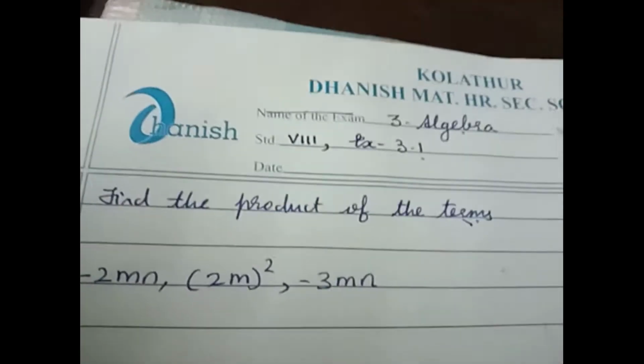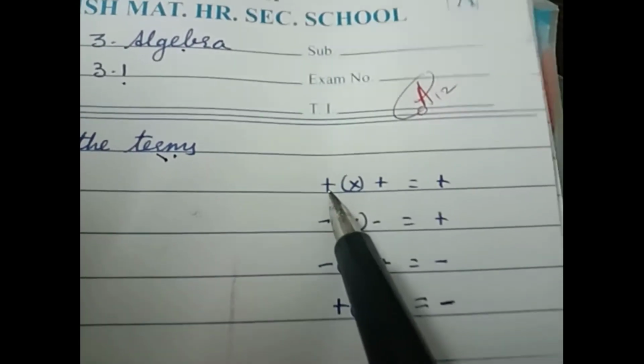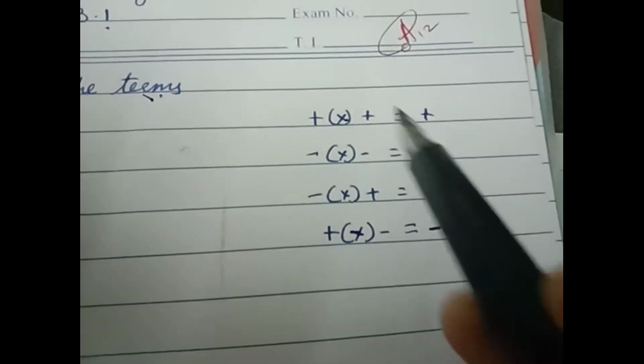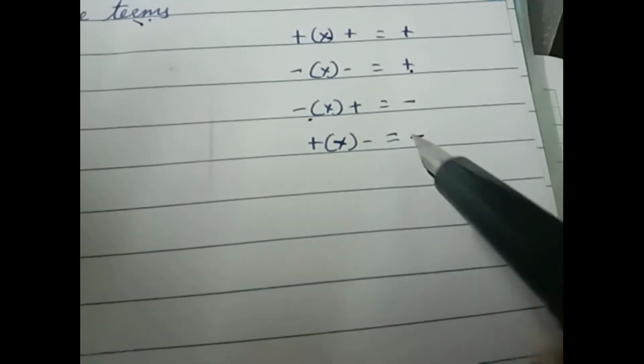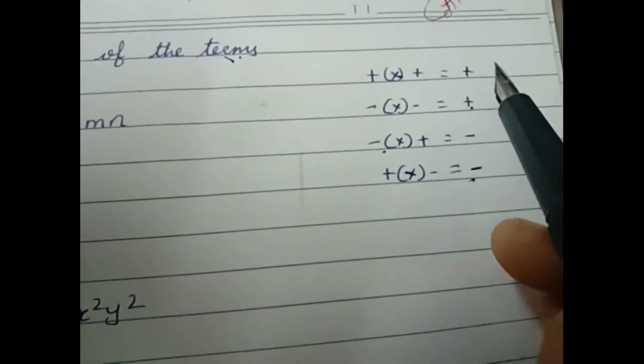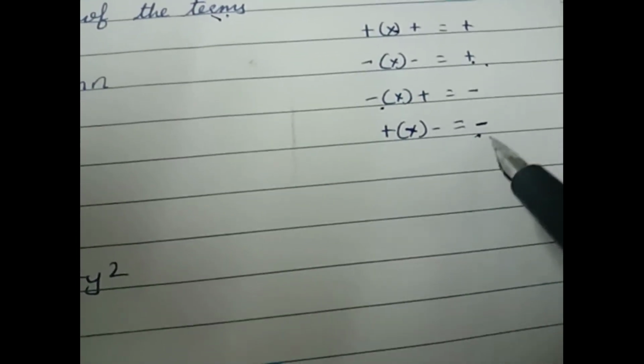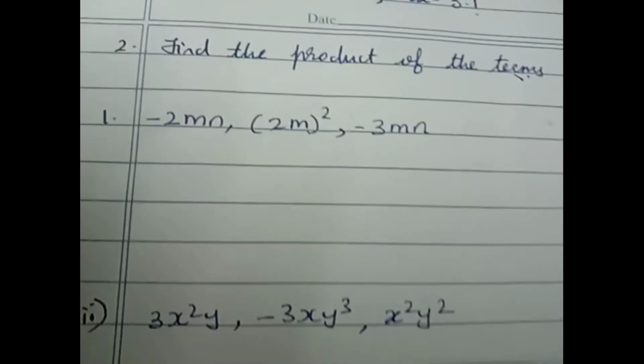Before going to the exercise, first see the rules of multiplication of signs. Plus into plus is plus, minus into minus is plus. Like signs mean positive. Unlike signs: minus into plus is minus, plus into minus is minus. So while multiplying the terms, you have to multiply the signs. Like signs mean positive, unlike signs mean negative. Now your first question, find the product of the terms.